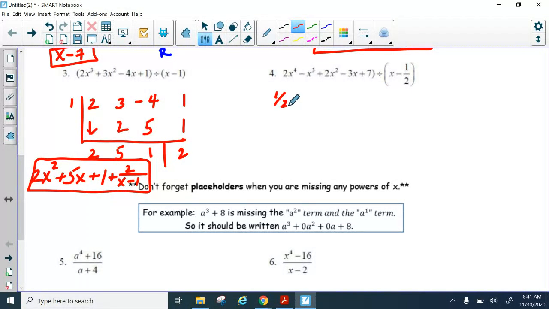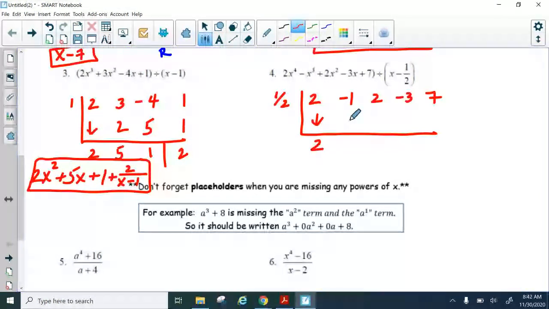Here, my root would be 1/2. So for this one, you probably would use your calculator to help you do the sums and the products. 2 times 1/2. Oh, this works itself out nice.